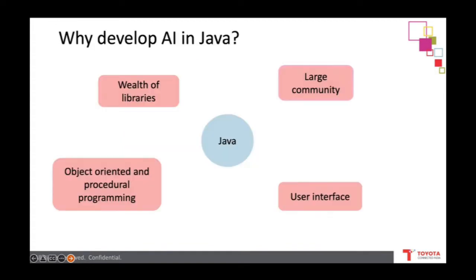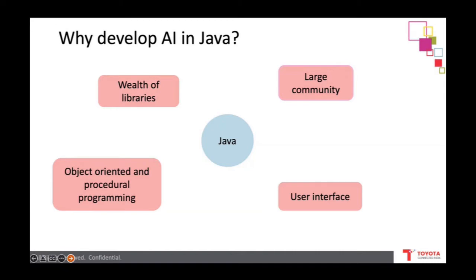And why develop in Java? Why do we need to develop in Java? There should be some reason, right? One is that we already have a lot of libraries in Java. A lot of open libraries which are required for AI development are already available in Java, and Java is one of the most loved and most used programming languages.